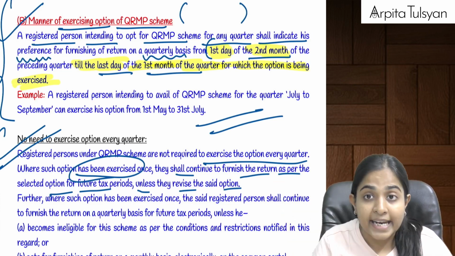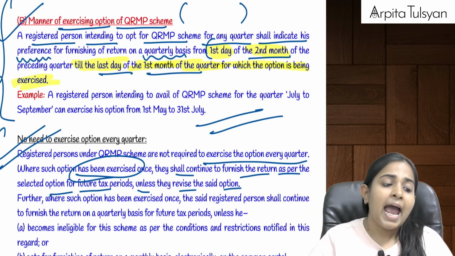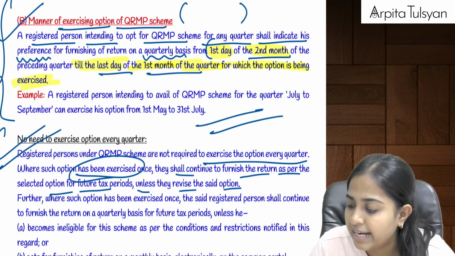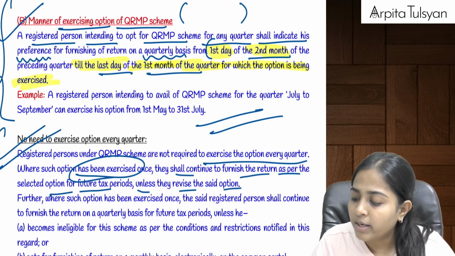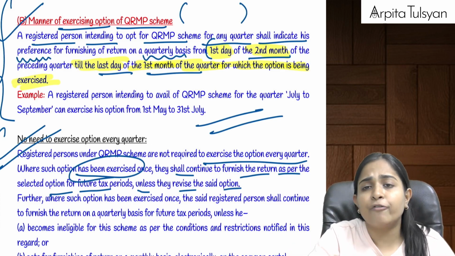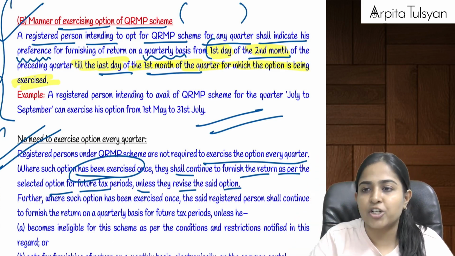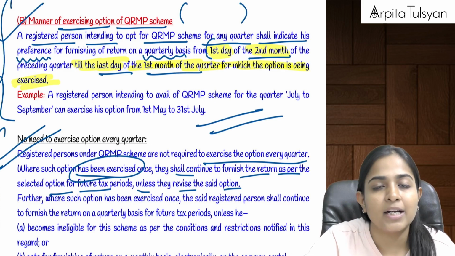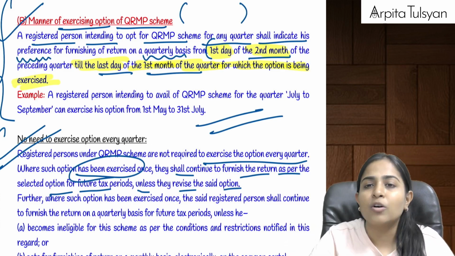Okay, now I came to know about this QRMP, and then I thought I will go with this QRMP scheme because anyway my turnover is very less. If my turnover is very less, I thought of opting for QRMP from the current financial year, that is from April onwards. So first of all, you have to intimate it on the common portal that you want to go for the quarterly returns.